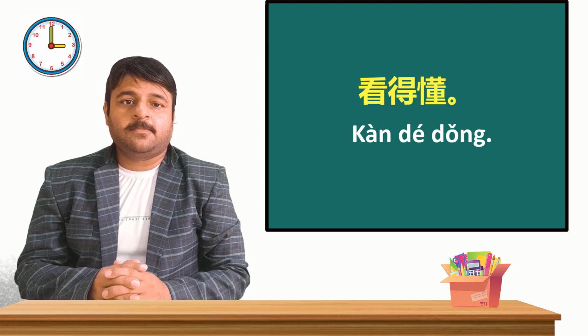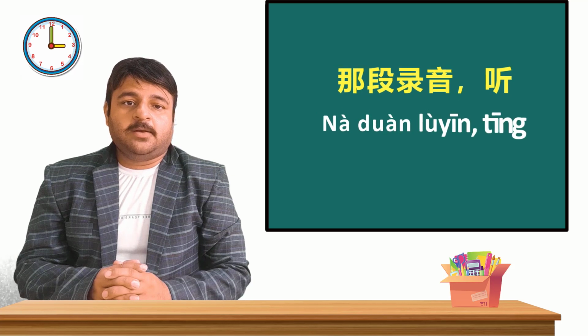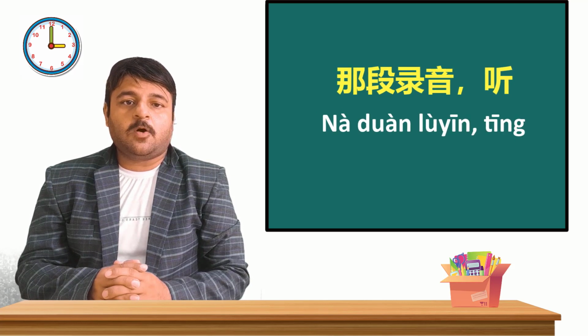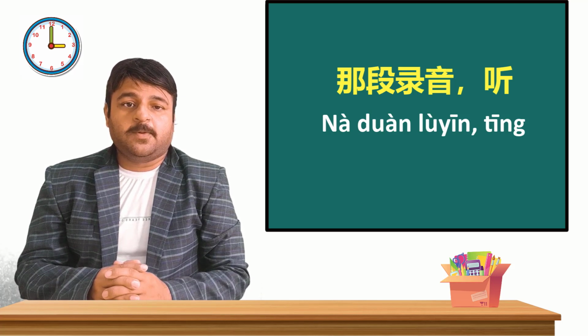Can understand. Moving on to the words in the box to make replacement in the underlined parts, let us read the following words from the box. 那段录音, that section of recording. 听 to listen. Have you listened to that section of recording? 听过 listened. 听得懂吗? Listen and understand. Or were you able to understand? 听得懂 can understand. Tīng is the main verb and dǒng is resultative complement. Tīng dé dǒng is the pattern called potential complement.